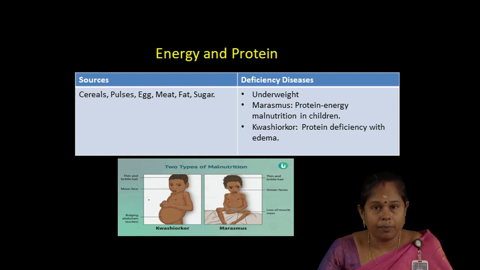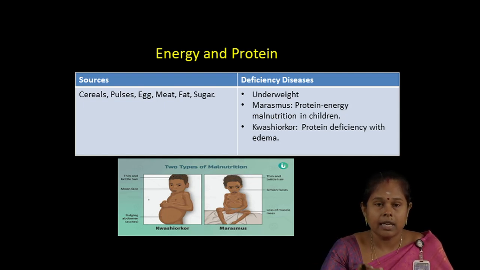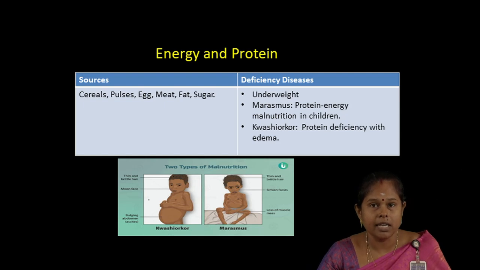If a person does not take the appropriate amount of these sources, cereals and pulses, that may lead to underweight and malnutrition. Underweight is common in adults, and protein and energy malnutrition in children is called marasmus. Protein deficiency alone in children is called kwashiorkor, with edema. See this image, the child with edema of the stomach. Edema means accumulation of fluid in the stomach, abdomen or the legs.